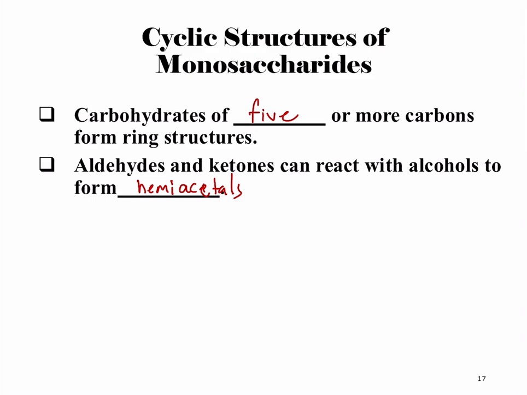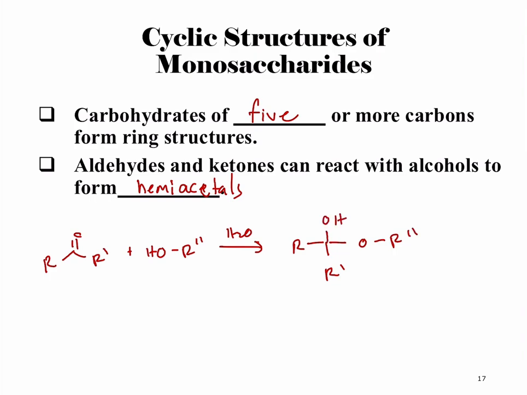And so if you have a ketone or an aldehyde, this will react with an alcohol, usually in the presence of water, to then generate this structure which is called a hemiacetal. Or this would be called a full acetal, but this is a hemiacetal because we have one side. We have an ether that is next to a hydroxyl group.